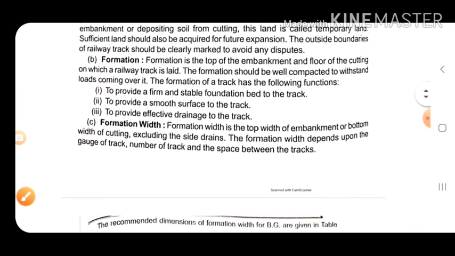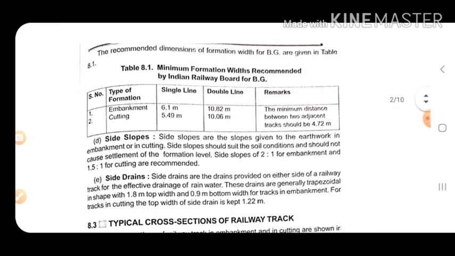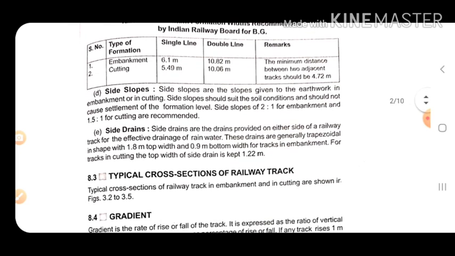Next is formation. Formation is the top of the embankment or floor of the cutting on which a railway track is laid. Okay, formation width. This is the table: minimum formation width recommended by Indian Railway for broad gauge, BG, broad gauge, full form BG. Embankment: single line 6.1 meters, double line 10.82 meters. Cutting: 5.49 meters, 10.06 meters.